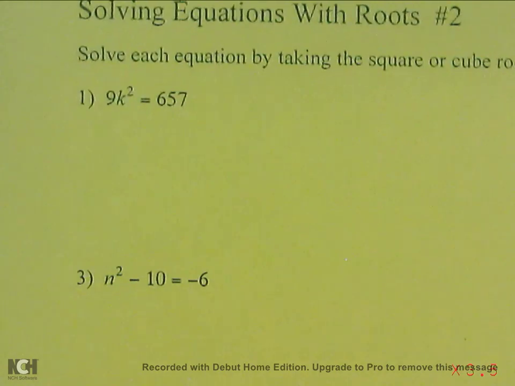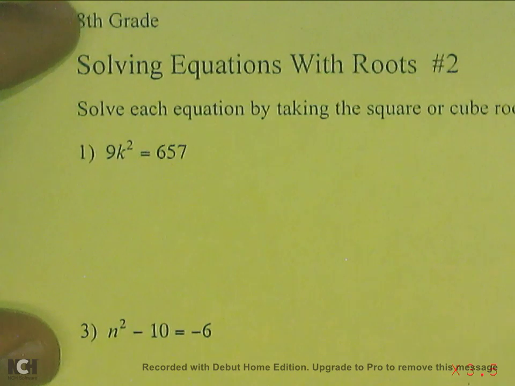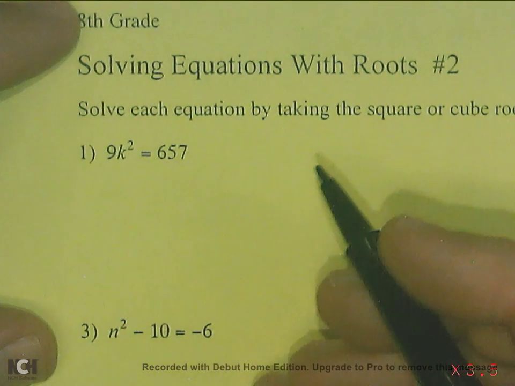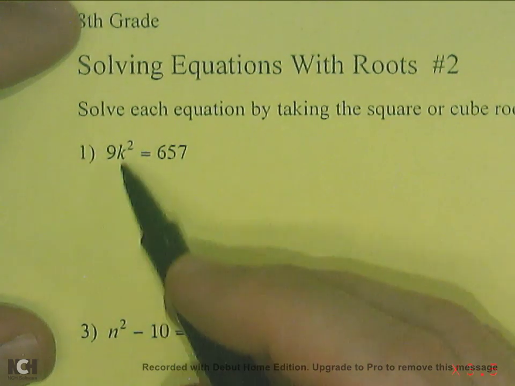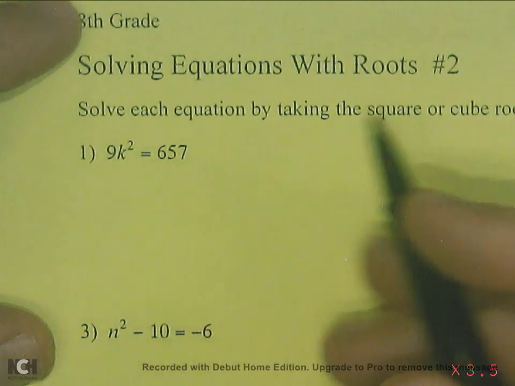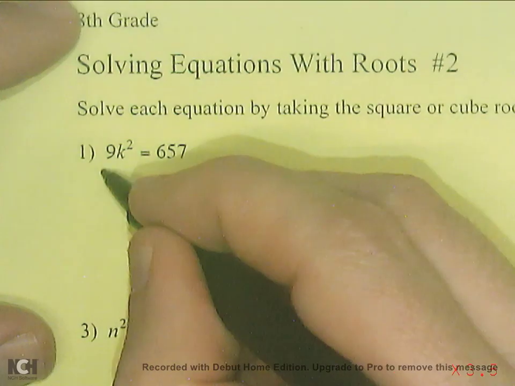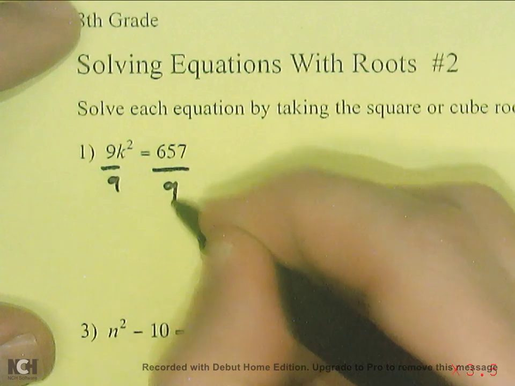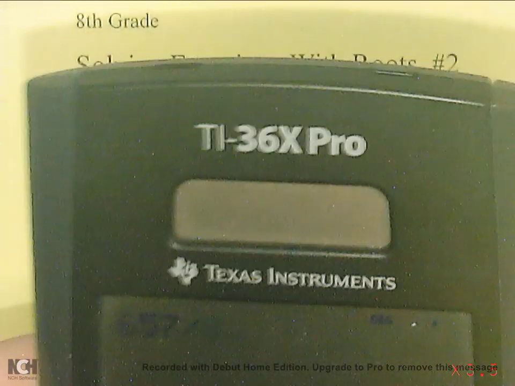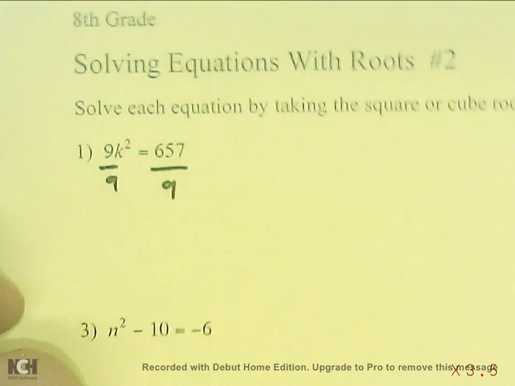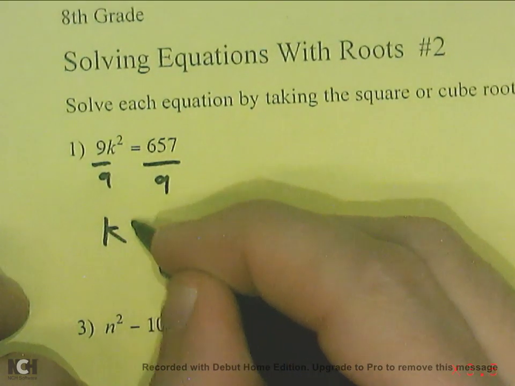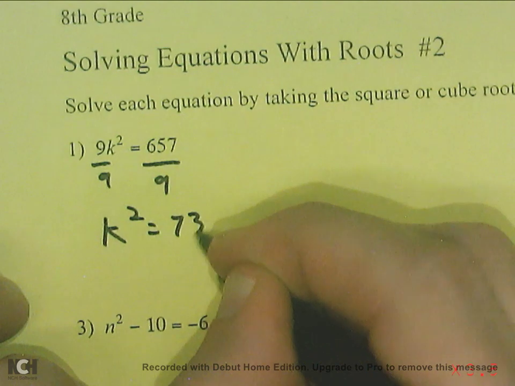Now, let's look at something a little bit trickier. So if we look at this problem here, we have 9k squared equals 657. Now, we need to get that k squared all by itself first. So the 9 is multiplying. So the first thing we're going to do is we're going to divide by 9. So 657 divided by 9 is 73. So that gives me k squared is equal to 73.